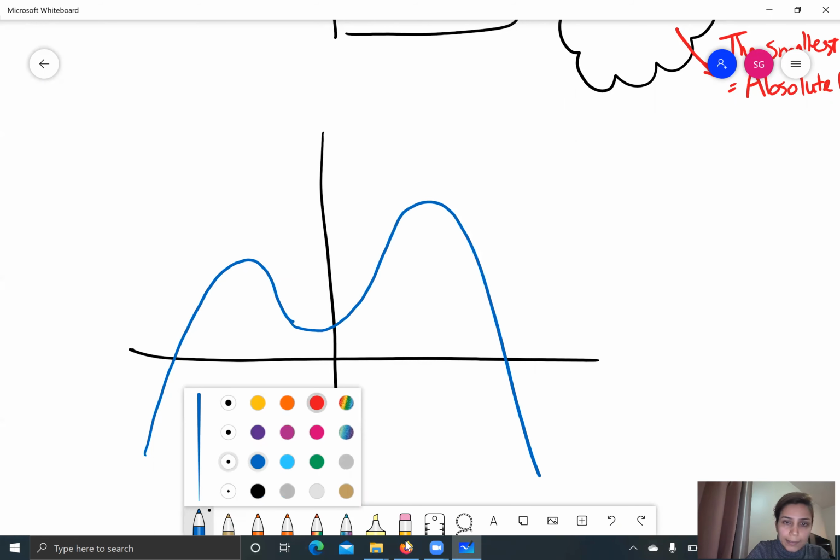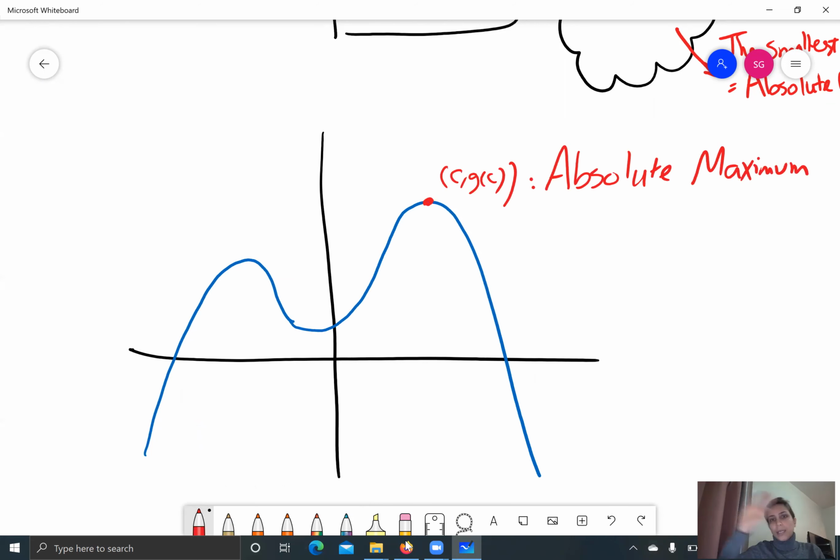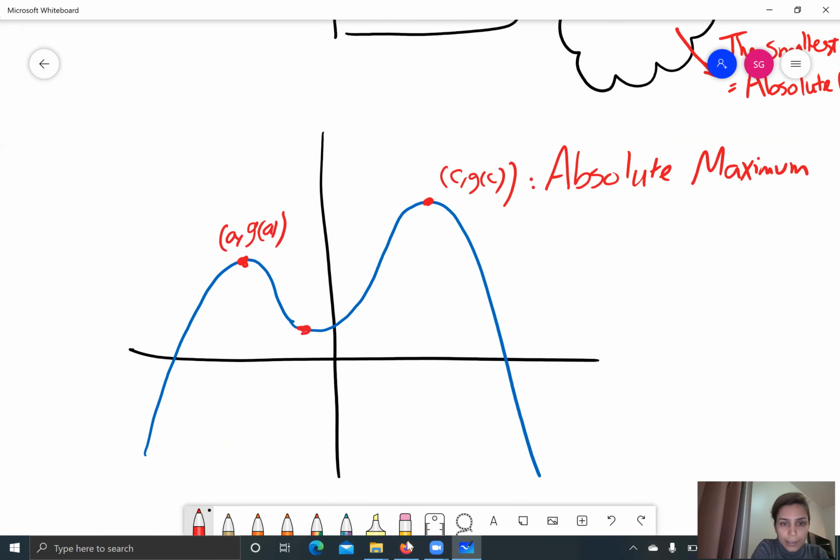This is C and g of c. We said that g of c is the absolute maximum. Why? Because this height is the maximum height. It's greater than any other point. But then at A, this is the point A and g of A. Input value A, output value g of A. And also B, which is kind of right here. So this is B and g of B.